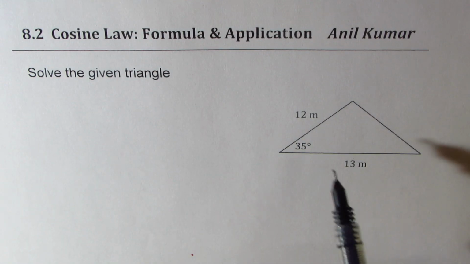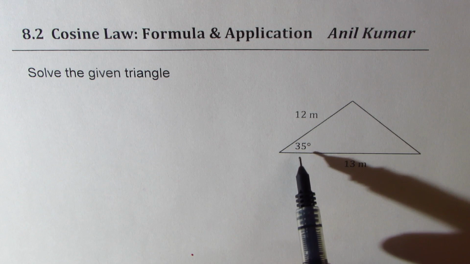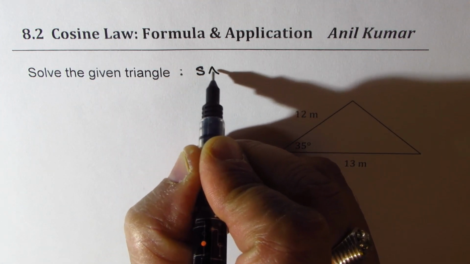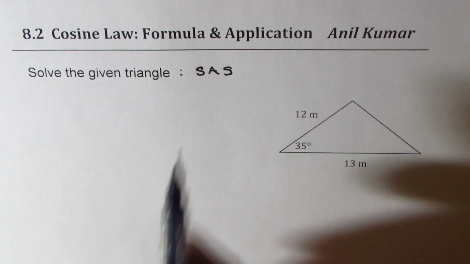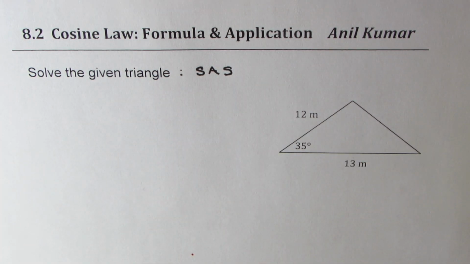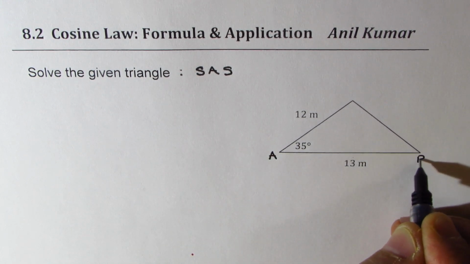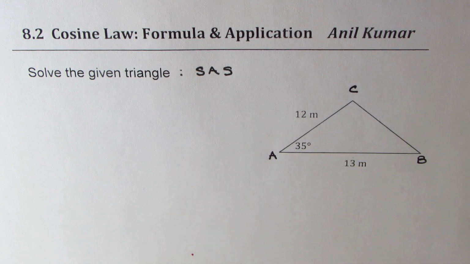Now we have a triangle in which two sides and the included angle are given. We say what is given to us is one side, angle and side. So here the angle included between the two sides is given. We need to solve this triangle. So let's label this as A, B and C.